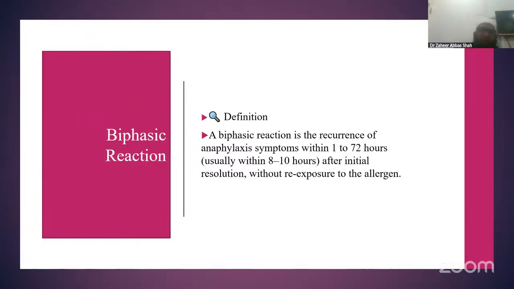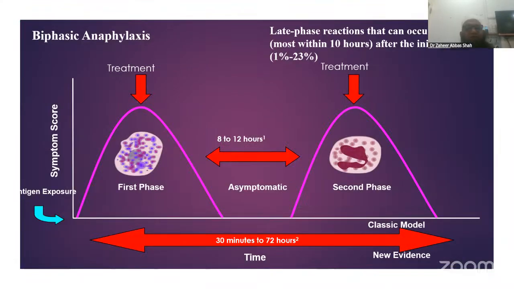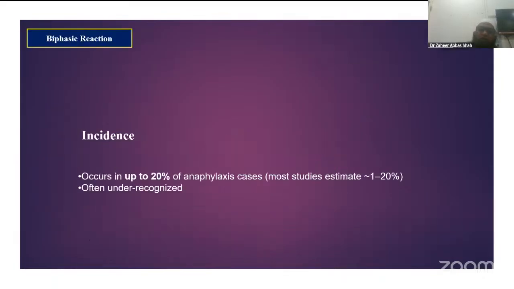Biphasic reaction is the recurrence of anaphylaxis symptoms within 1 to 72 hours, and usually within 8 to 10 hours. After initial resolution, without re-exposure to the allergen, the patient will have the symptoms again. You can see the first phase and the second phase. In between, the patient may be absolutely normal or asymptomatic for 8 to 12 hours. This reaction can happen from 1 hour to 72 hours, mostly within 10 hours, after the initial attack and resolution of the first phase. That is biphasic anaphylaxis by definition.